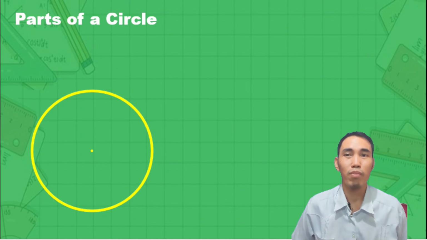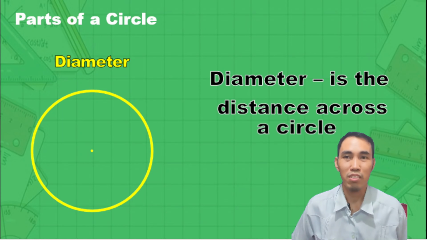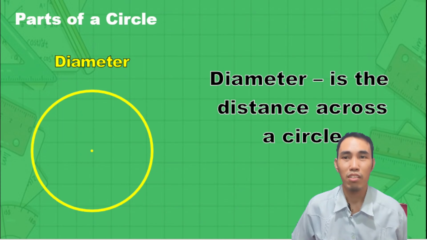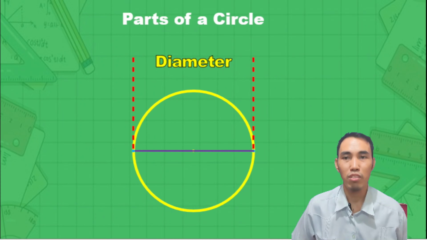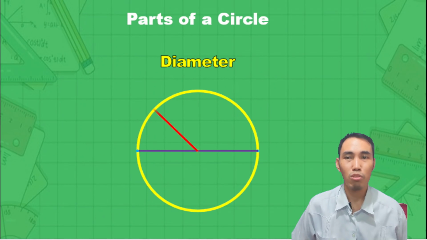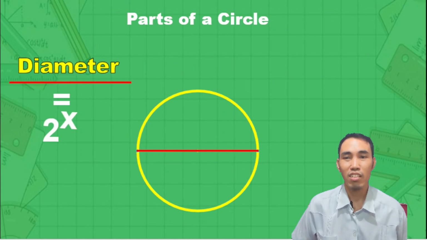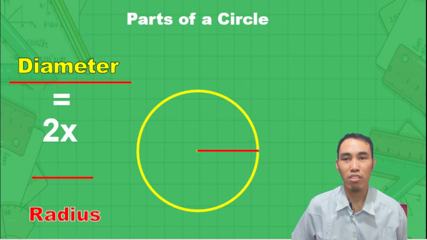Another important part of the circle is the diameter. The diameter is the distance across a circle. If you start at one point of the circle and then draw a segment straight through the center to the other side, that distance is the diameter. If you notice, the diameter is just two radii drawn in exactly opposite directions. So for our circles, the diameter is always twice the radius.